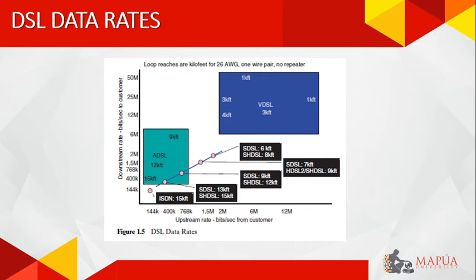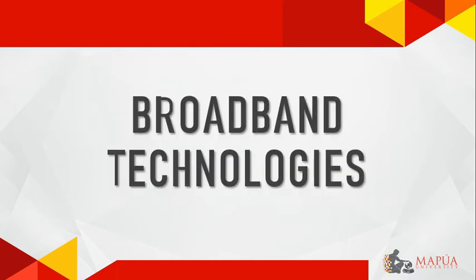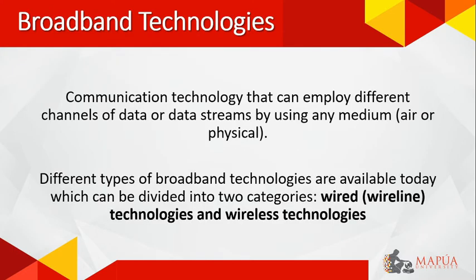Now let us proceed with our next objective, which is the broadband technologies. Broadband technologies are communication technologies that can employ different channels of data or data streams by using any medium such as air or physical. Different types of broadband technologies are available today, which can be divided into two categories: wired or wireline technologies and wireless technologies.